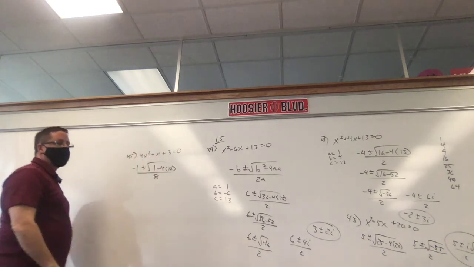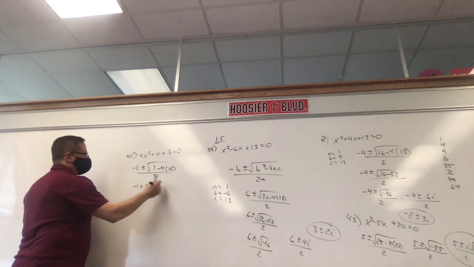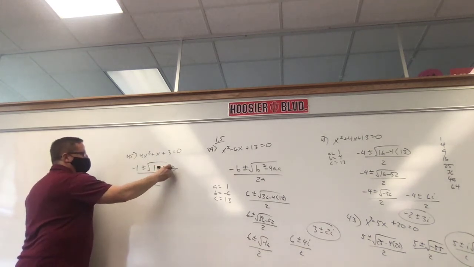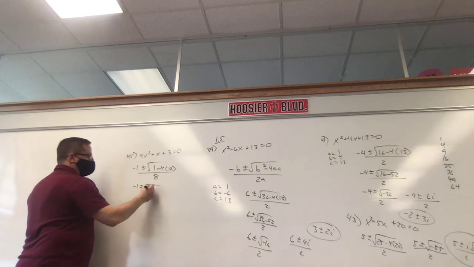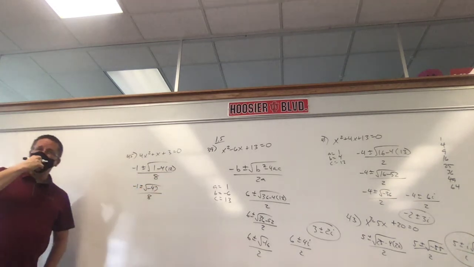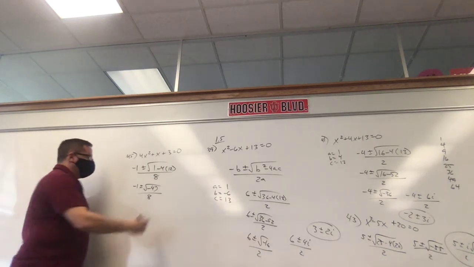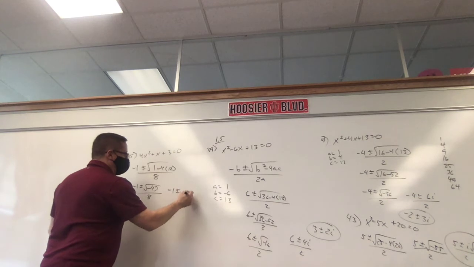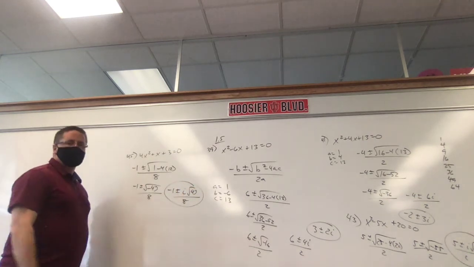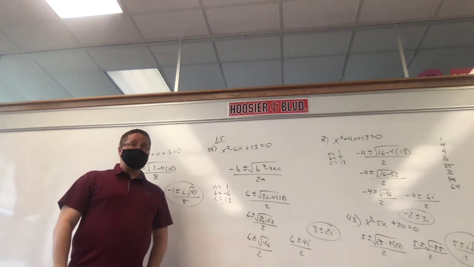See, 2 is not always on the bottom. Clean this thing up. 4 times 12 is 48. 1 minus 48 is negative 47. Anybody think of a square that goes into 47 besides 1? There's not one. So, negative 1 plus or minus i radical 47 over 8. Okay, questions on these?